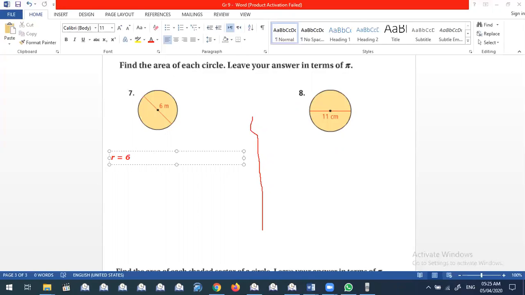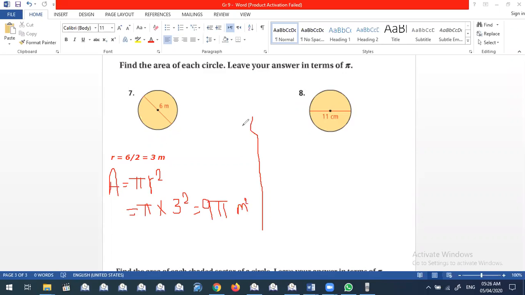6 divided by 2, because the diameter is double the radius. The answer equals 3 meters. Now we have the radius. We can find the area of the circle, no problem. Area equals, our rule is pi r squared. So equals pi times r, which is 3 to the power of 2. 3 to the power of 2 is 9, and keep pi. 9 pi square meters. The next one.